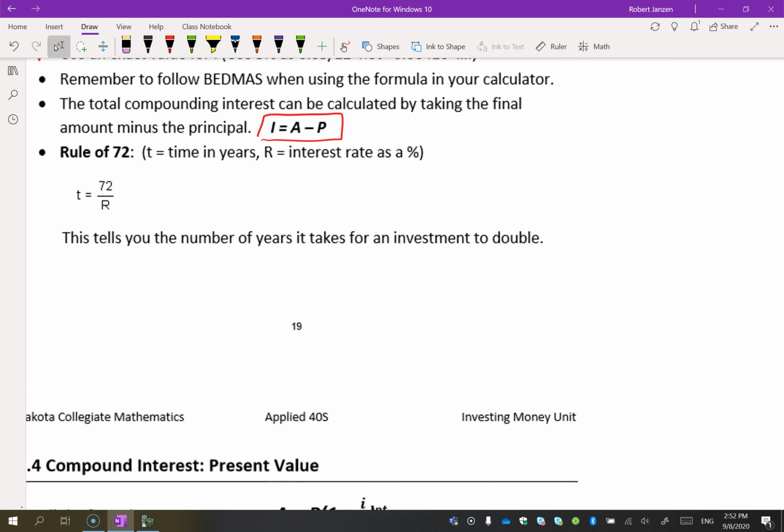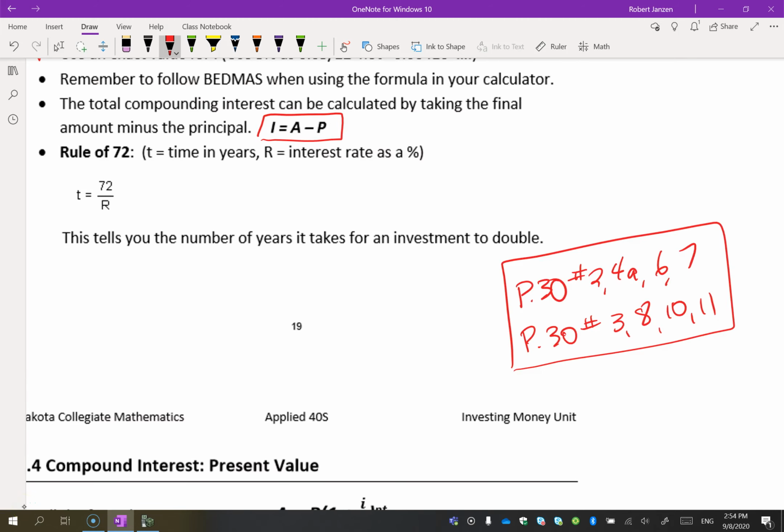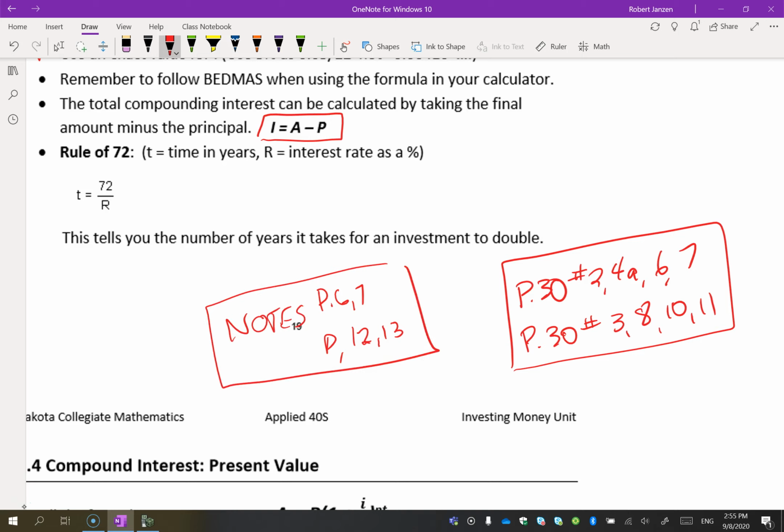Your homework. So here's your homework for the last 2 lessons, for 1.3 on compound interest. If you want to go back a little bit to the first 2 lessons, at this point you should have also done the questions in the note packages, so page 6 and 7 and page 12 and 13 from the notes. Okay, so that's where we should be up till this point. If you have questions about any of those, make sure you ask them in class.